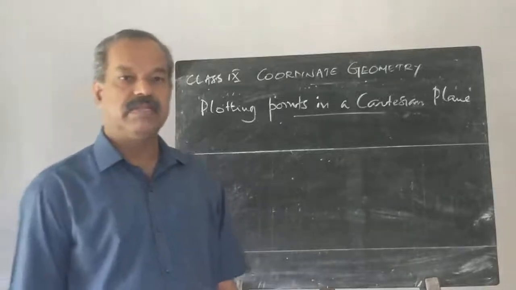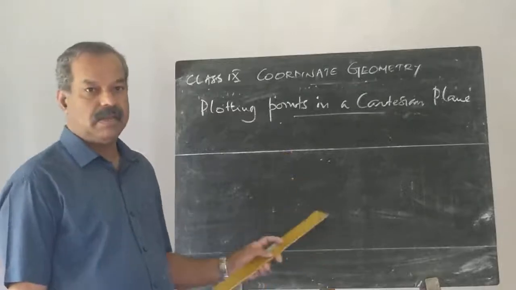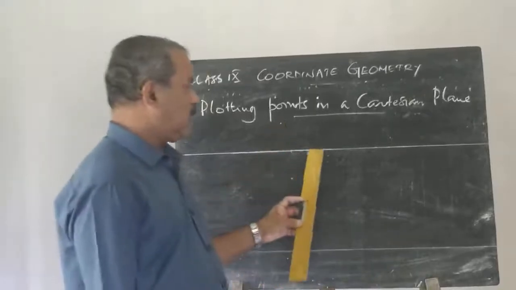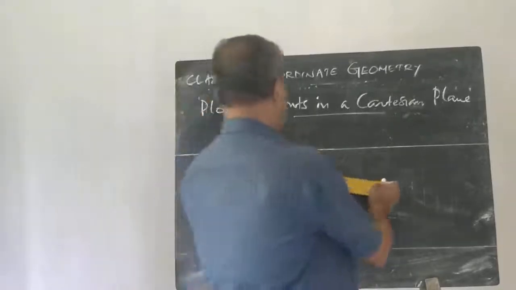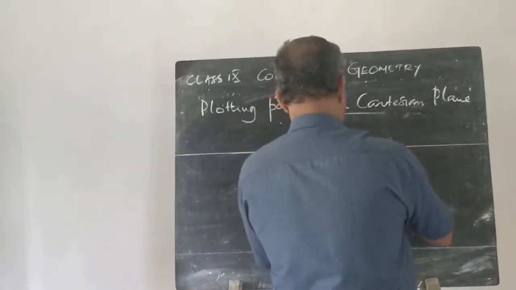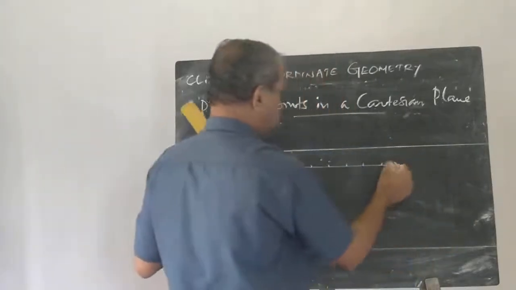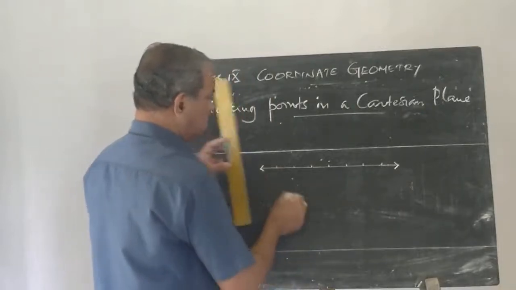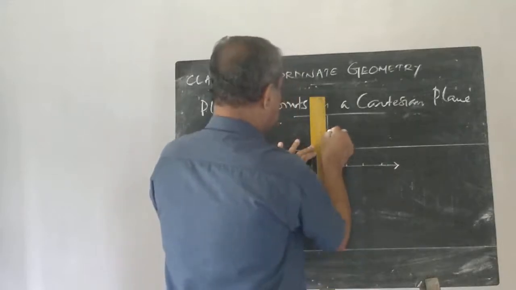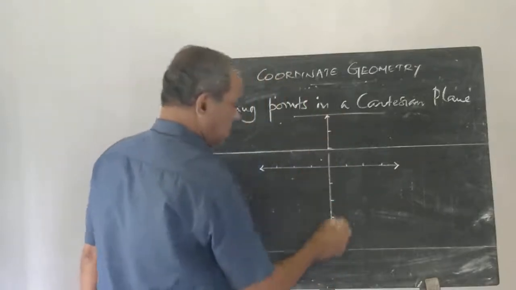Dear children, in the last class we have seen what a Cartesian plane is and its different characteristics or properties. A Cartesian plane means a plane in which we draw two mutually perpendicular number lines, and their common point for both the lines is 0.